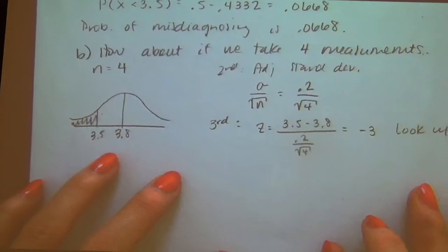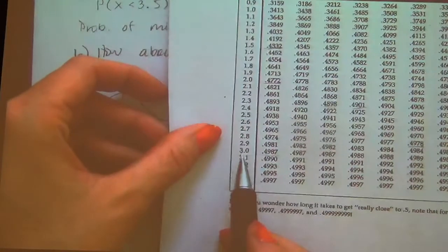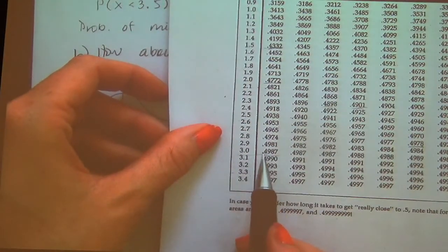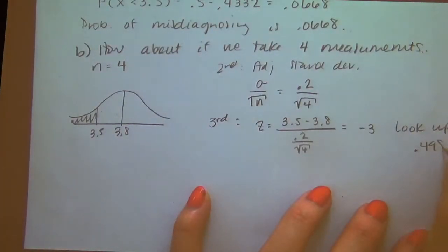And again, I can use the table that I usually use, even though you can pick which ones you prefer. So I'm going to go down to 3.0, since I know that that's symmetrical to negative, so it doesn't matter which one I look up. And I get 0.4987. So now I know the probability that goes there is 0.4987.